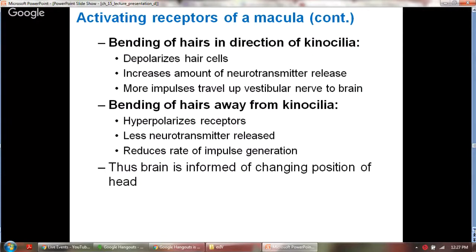Due to the bending of the hairs in the direction of the kinocilia, the hair cells depolarize, the amount of neurotransmitter release increases, and more impulses then travel up to the brain. Bending away from the kinocilia leads to hyperpolarization of the receptors and less neurotransmitter released, and that will reduce the rate of impulse generation. Therefore, bending toward or away from the kinocilia informs the brain of the changing position of the head.